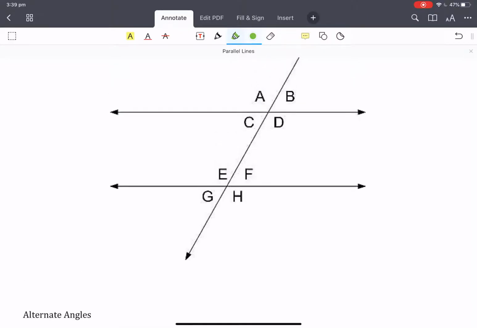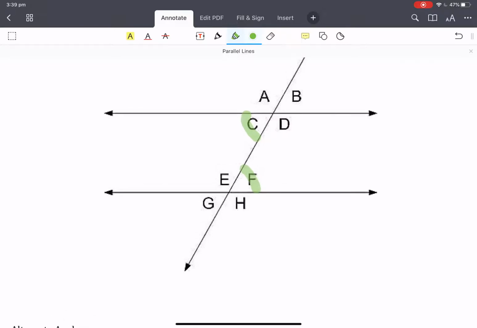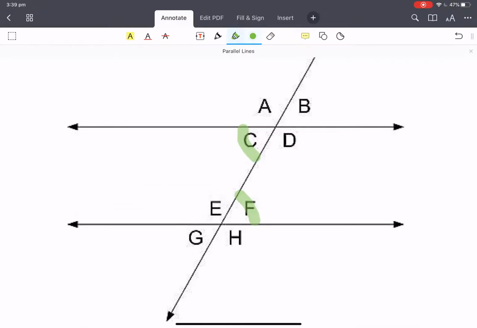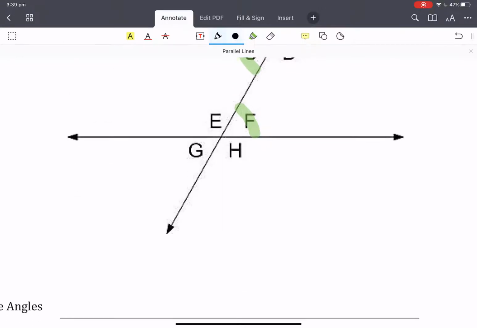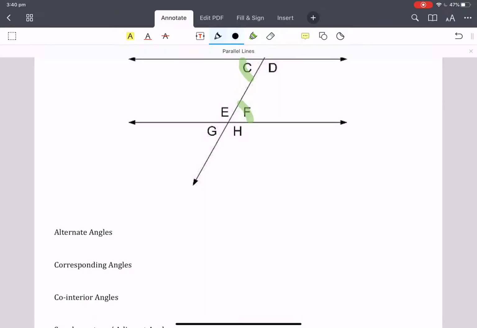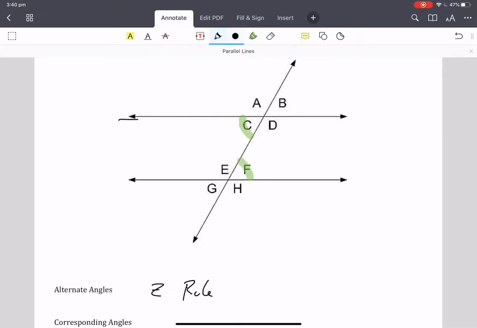So what can we say about those two angles there? You can just see that they're the same angle. They are alternate angles. Some people talk about the Z rule because it's a Z, but it's maths, you need to know the right name. Okay, what else could be some alternate angles?